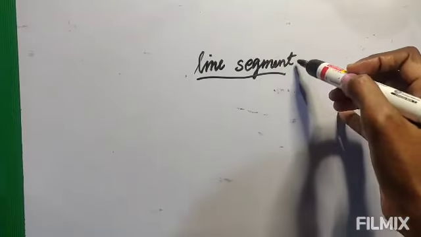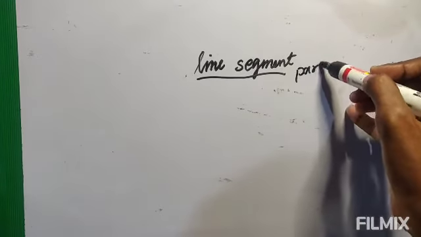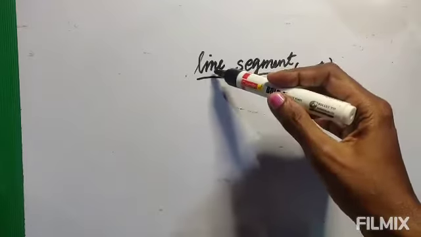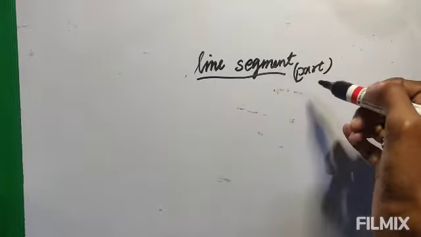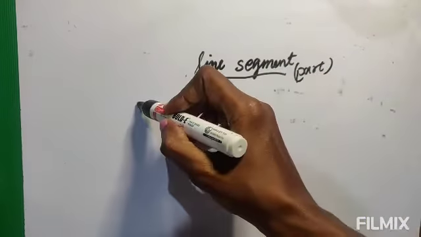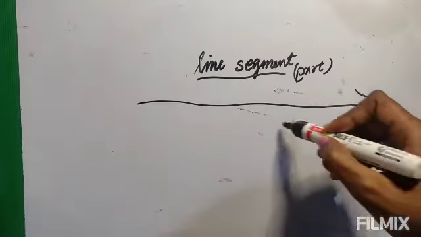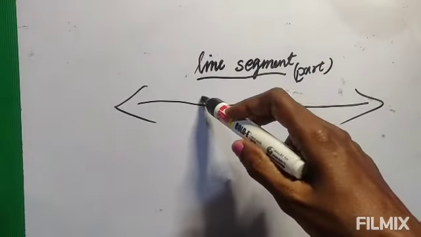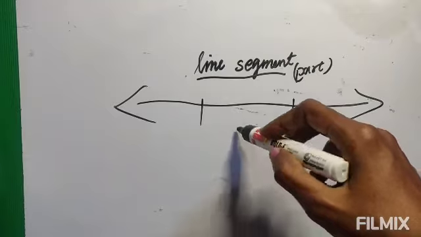See, segment means it is a part of it. Just one part, that we say segment. Okay, line segment means it is a part of a line. Suppose it is a line like this, one line is there. Okay, endlessly it is going on. So from here we are taking just this portion.